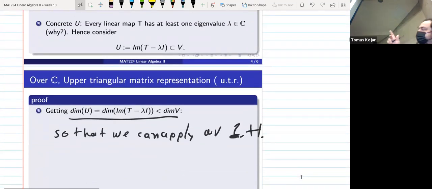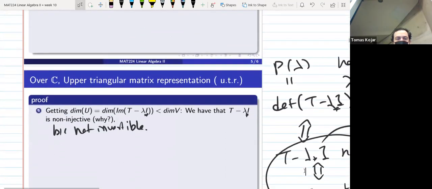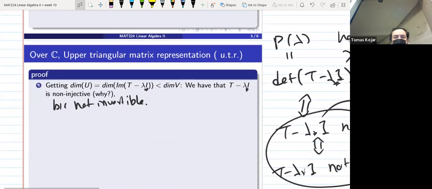Now take U to be the image of this space, T minus lambda I. We're going to build on this. We're going to apply the induction hypothesis to this, and then augment to the whole space to get upper triangular. To apply our induction hypothesis, we need to show that the dimension of U is strictly less than the dimension of V. That was our induction. So let's prove that.